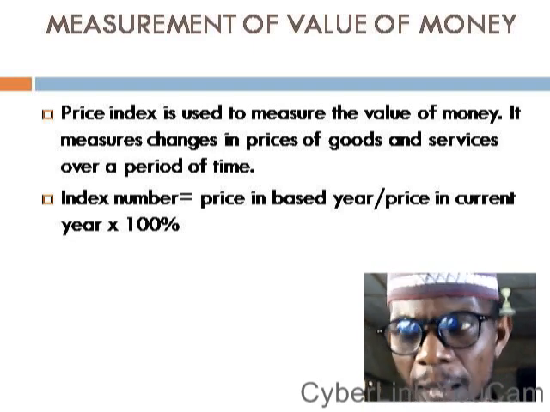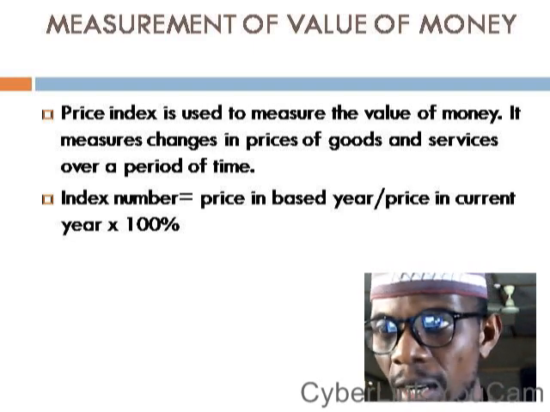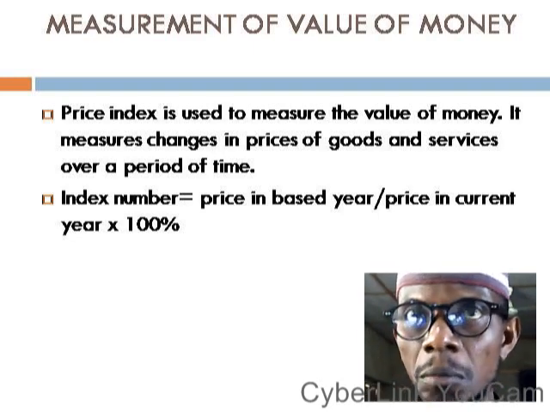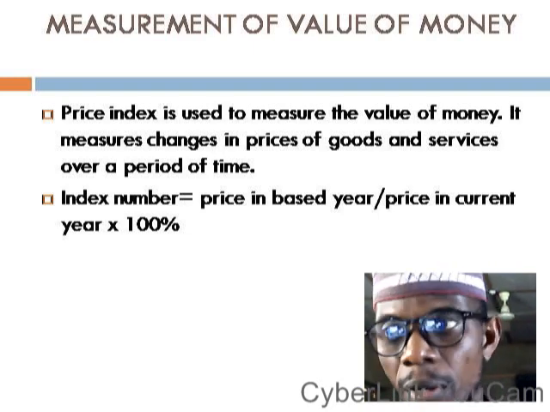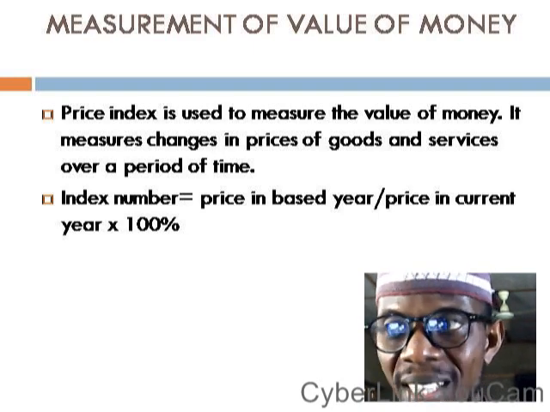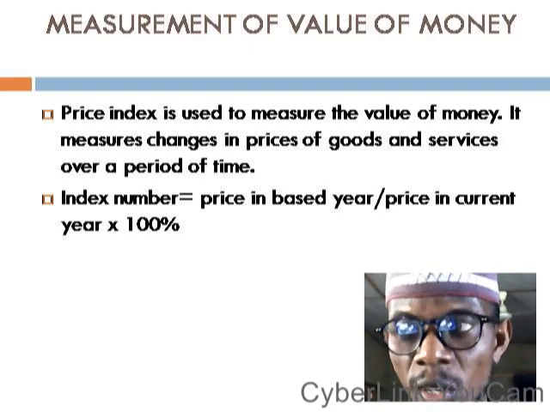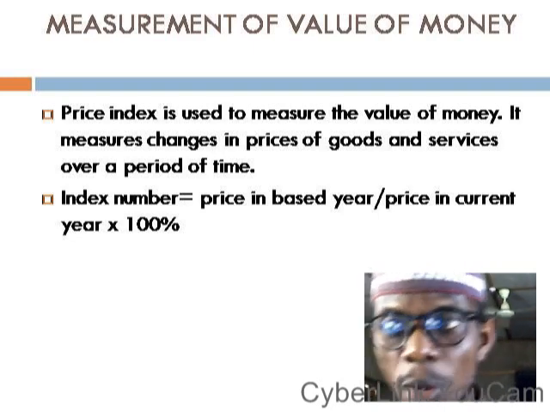Price in base year. Let's say, for example, we want to measure between January, let's say 4 months: January, February, March, April. Using January and April, the base year is January. We now look at the price in the current year, or in the current month. We look at the price in April. We now compare January to April together.